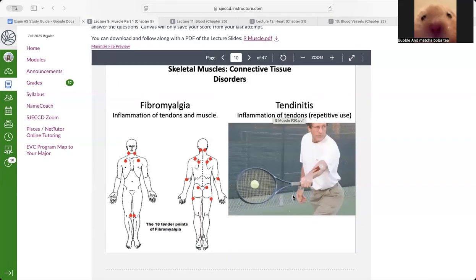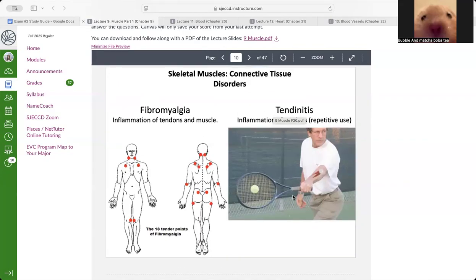And there are some connective tissue disorders, like fibromyalgia. Fibromyalgia is inflammation of tendons and muscle. So essentially what happens is there's pain, fatigue, and stiffness in the joints. Nobody really knows how fibromyalgia is created. It's an unknown cause, but people usually treat it with something like Tylenol.